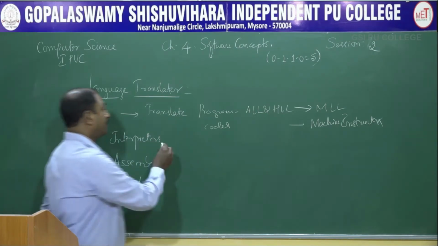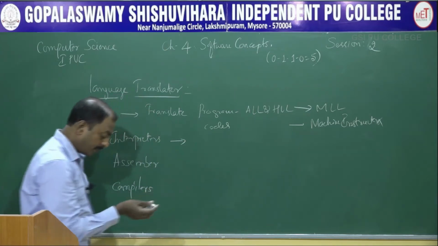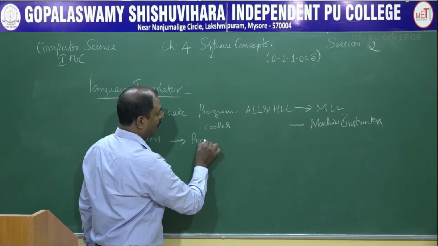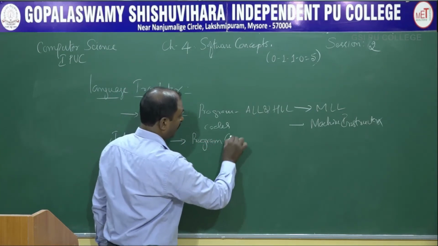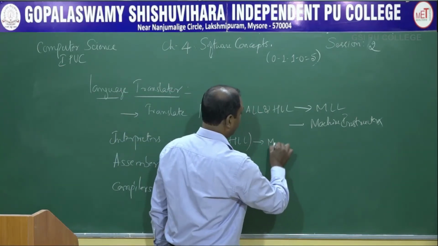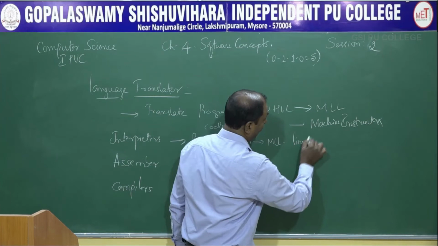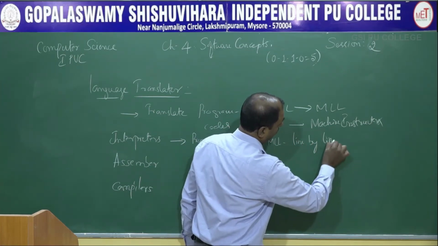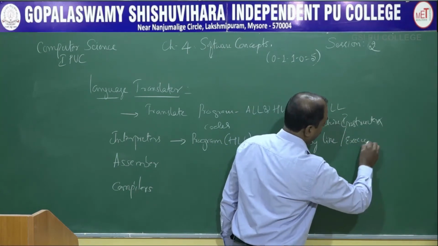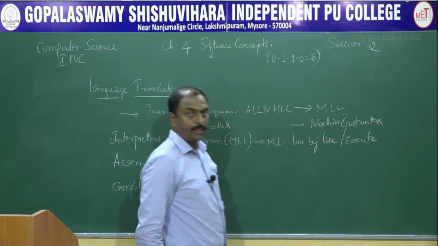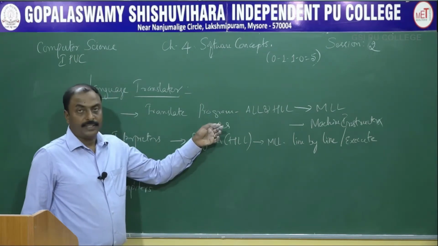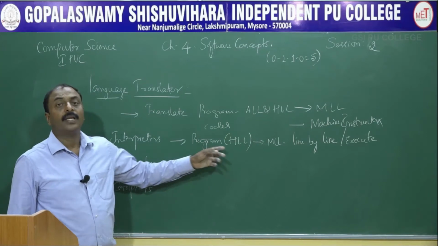Here, interpreters are the ones which convert the program written in high level language into machine level language line by line and execute immediately. The meaning of this: an interpreter is a type of translator. It converts the programs line by line.